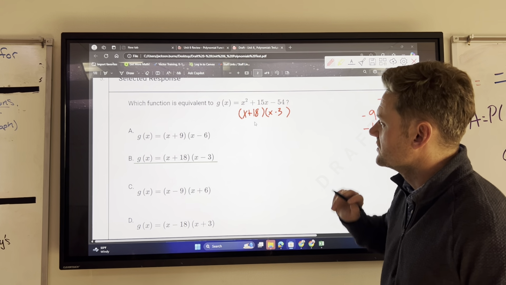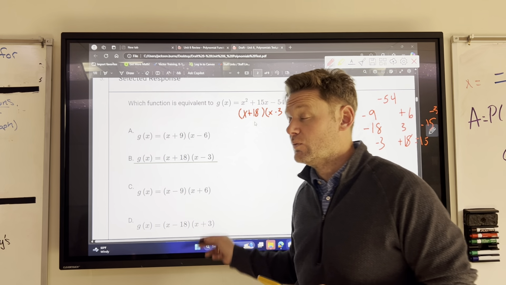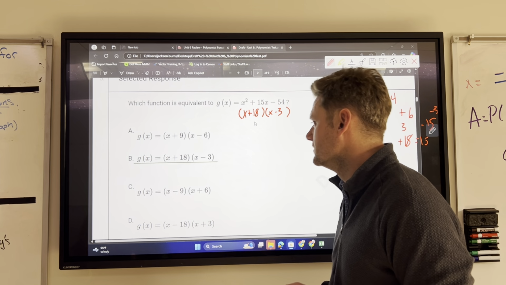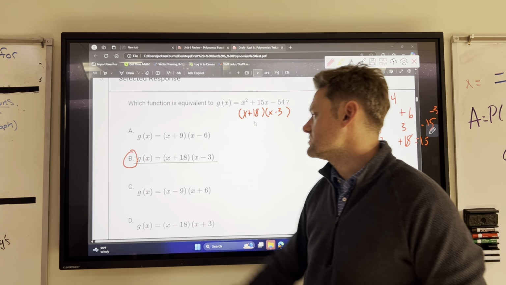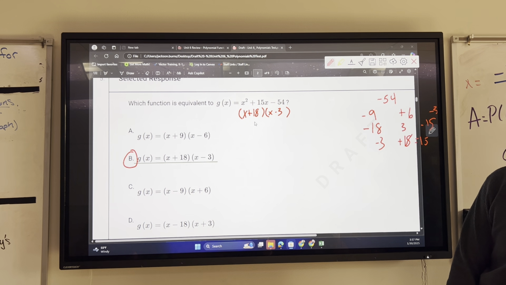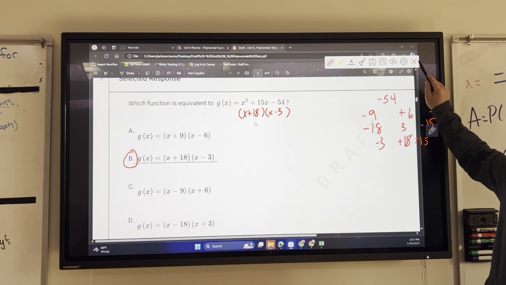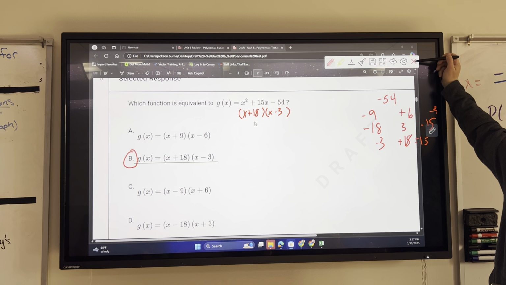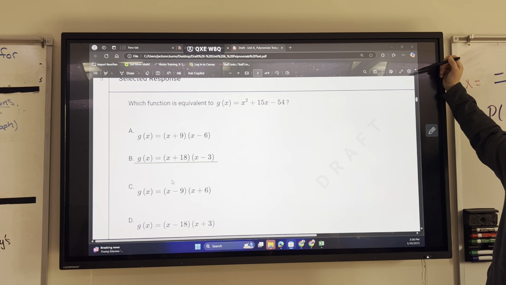You could check it in the box to make sure. You could go by your answer choices and FOIL to make sure as well. Answer here is B. That is the factors of that trinomial. All right, so basic factoring on that one, right? Kind of a review, pretty easy. All right, keep going. Next question.